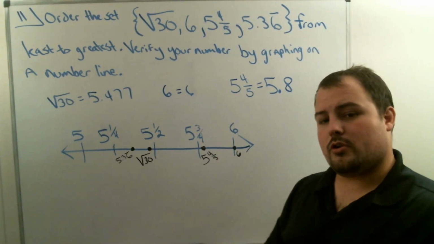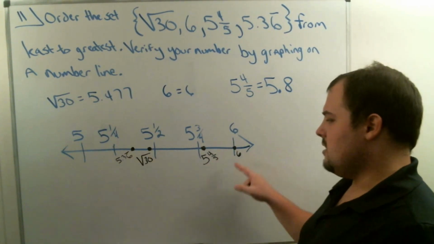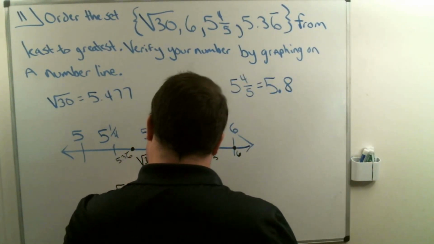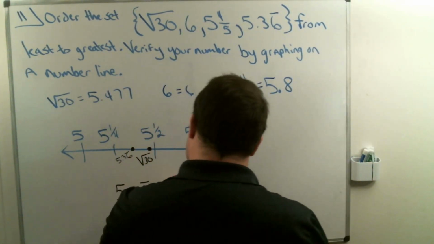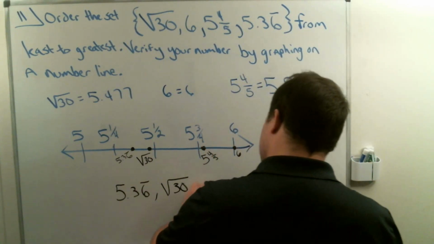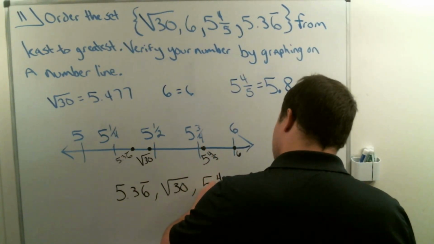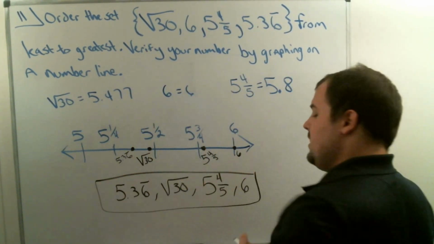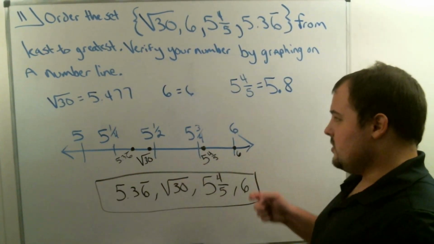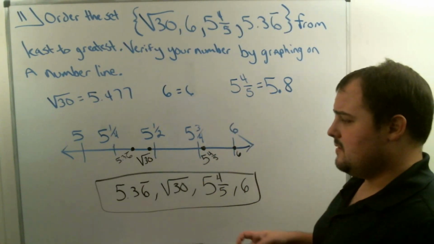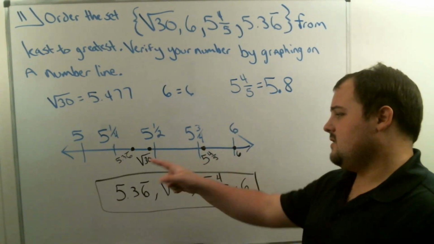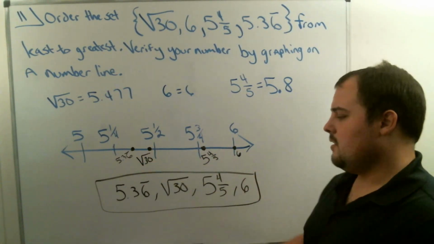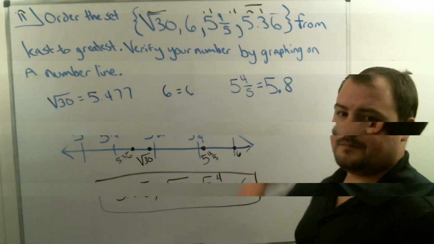So what I did was I ordered my numbers from smallest to largest on the number line. So my answer is 5.36, comma, square root of 30, comma, 5 and 4/5, and then finally 6. And what I did was I verified by seeing those numbers on the number line based on their decimals. So I know that my answer is right, because if we think about a number line, this came first, second, third, fourth. So least to biggest.